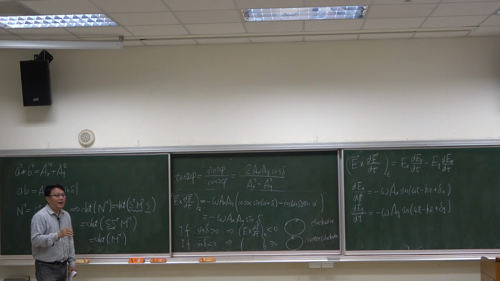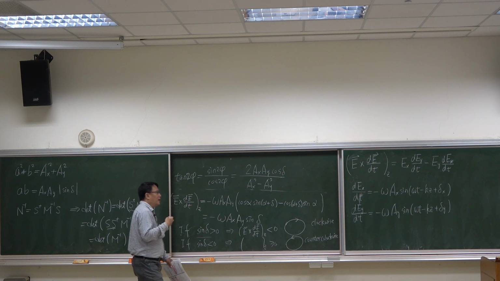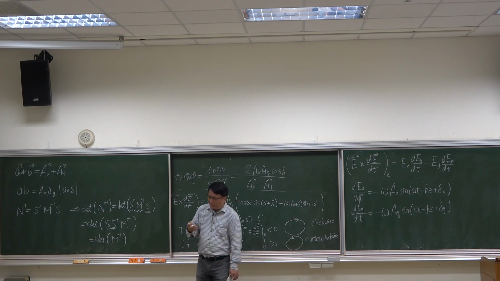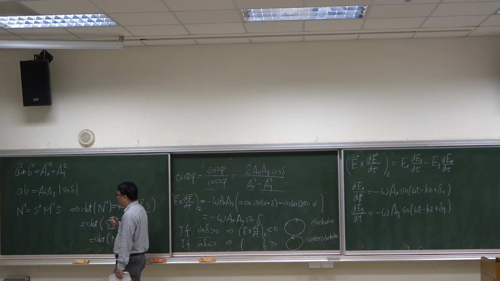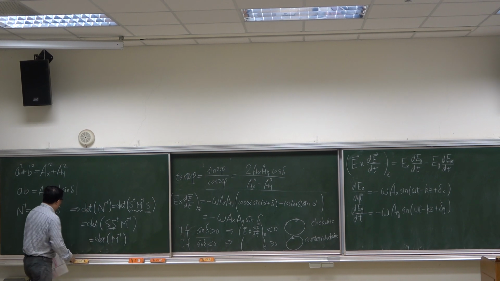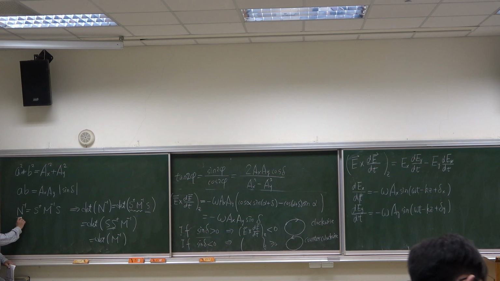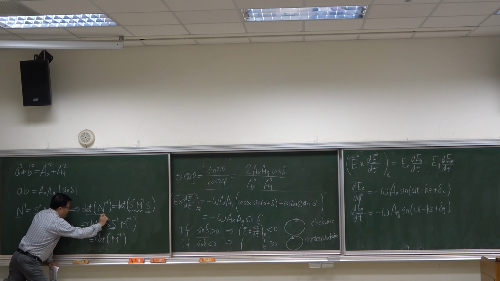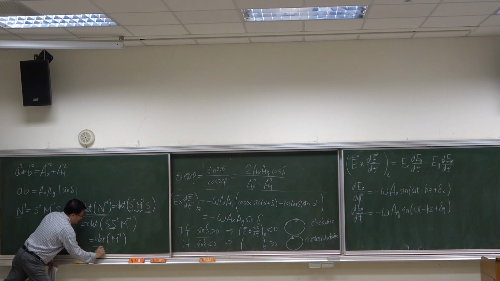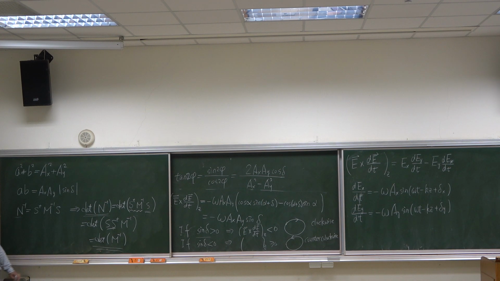You might remember that the relation between N and M is just the so-called similarity transformation, 相似变换. Through similarity transformation, the determinant of the matrix will not be changed. So we can calculate the determinant of N inverse by calculating the determinant of M inverse.